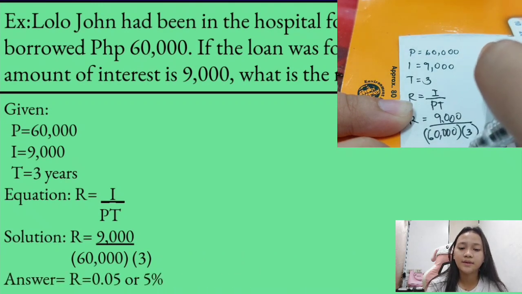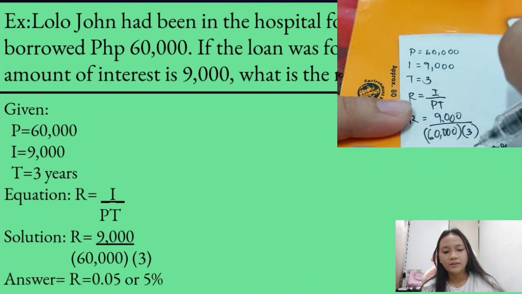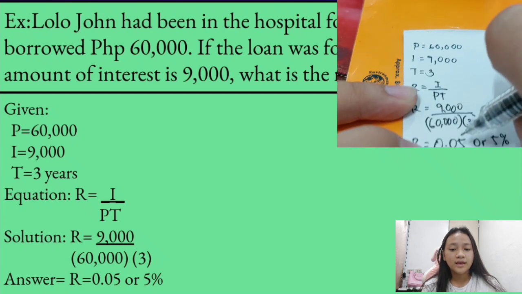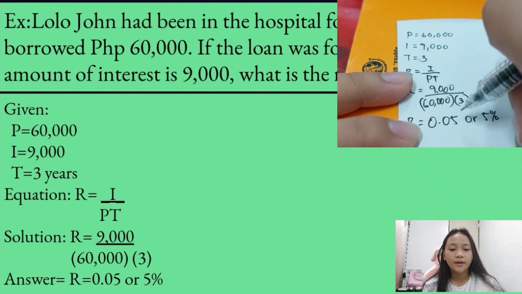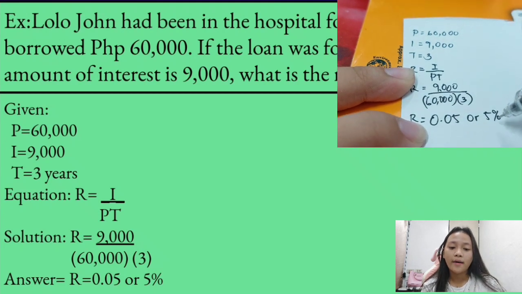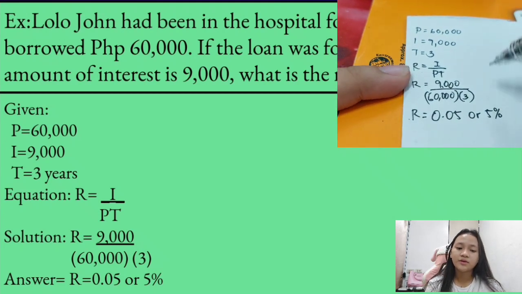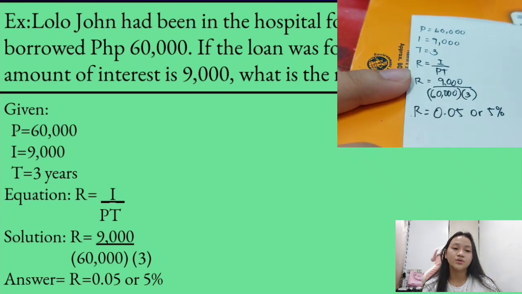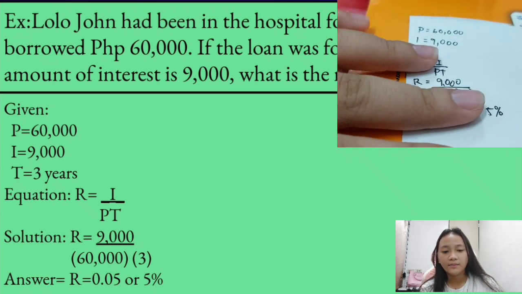So the answer will be 0.05. So the decimal form, you need to make it a whole number. So times it into 100. So 0.05 times 100 is equals to 5. So 5%.